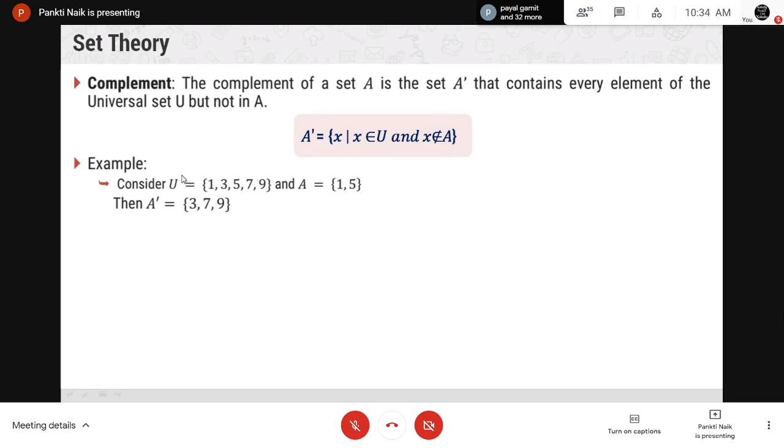Now consider this example. U is for universal set. So U is equal to {1, 3, 5, 7, 9}, and A is equal to {1, 3, 5}. So A dash, that means complement of A, is equal to all the elements in U but not in A. So A માં કયા કયા એલિમેન્ટ છે 1, 3, 5. So U ના 1, 3, 5 સિવાયના જેટલા પણ એલિમેન્ટ છે that will become the complement of this set A. So A dash is equal to {7, 9}.